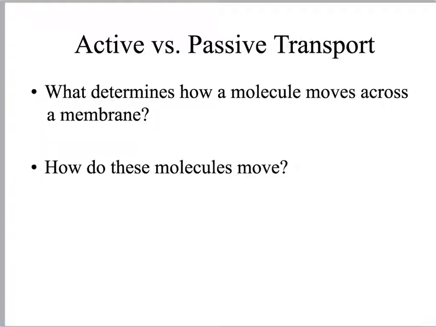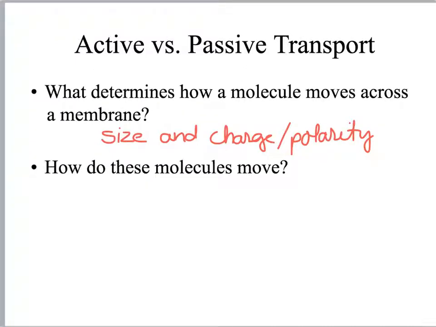So there are 3 different classes of membrane proteins: the pumps, the carrier proteins, and the channels. And the carrier proteins and channels, we said, are going to function through passive transport. Pumps, we said, would utilize active transport. So what determines how a molecule moves across a membrane? Well, that movement will be dependent upon size and charge or polarity of the molecule that's trying to pass. So size and charge are going to be big.